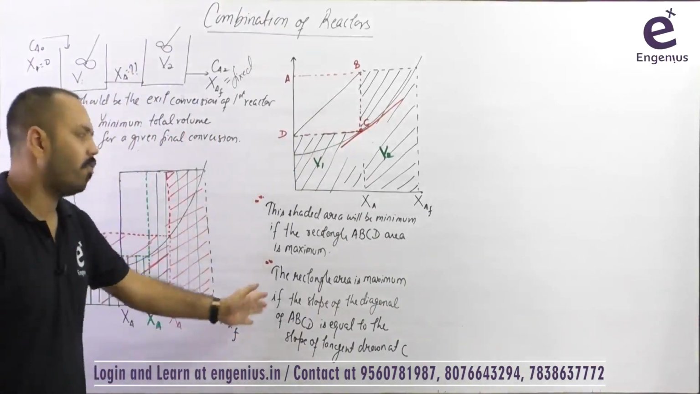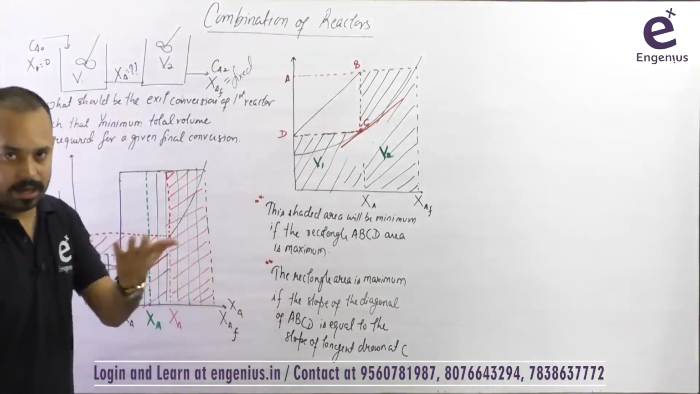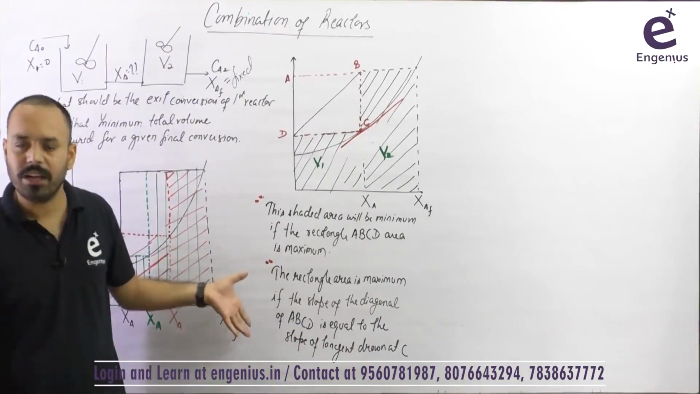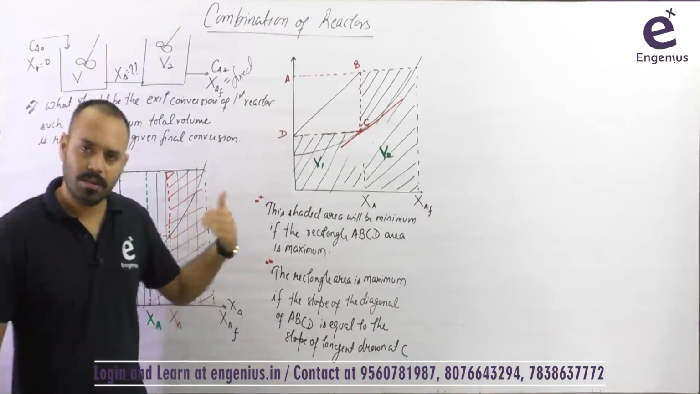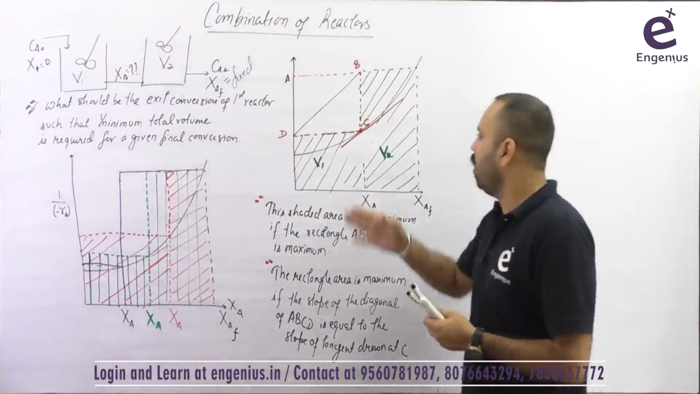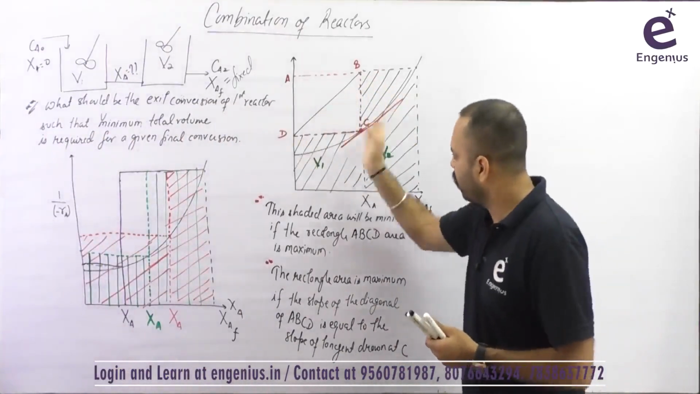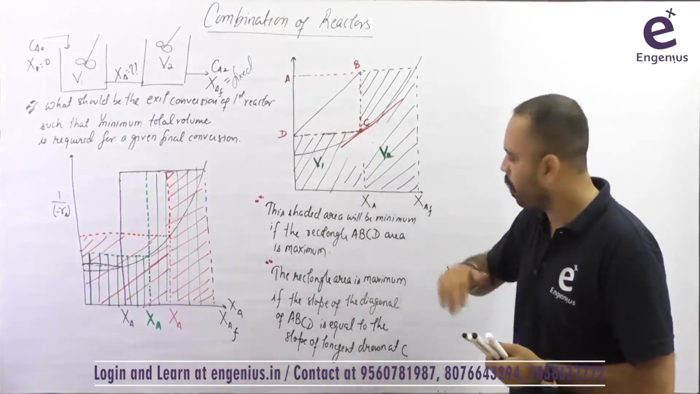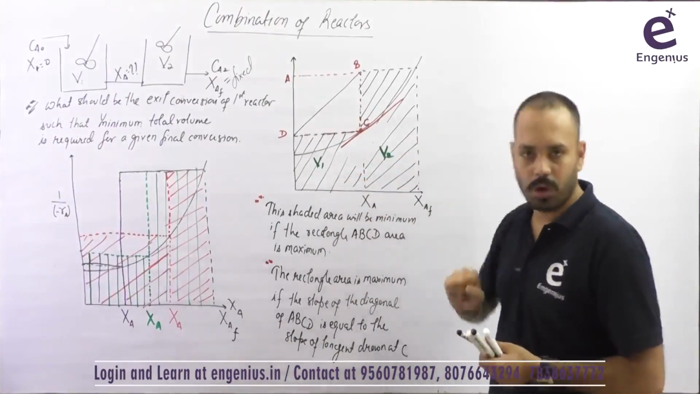Don't worry about this. Of course this can also be explained, and it is my suggestion that you try to think about where it comes from. I'll explain it sometime in between a lecture, how this came about, but for now, if this slope and this slope are equal, then this V1 plus V2 is minimum, and this is the exit conversion of reactor A.